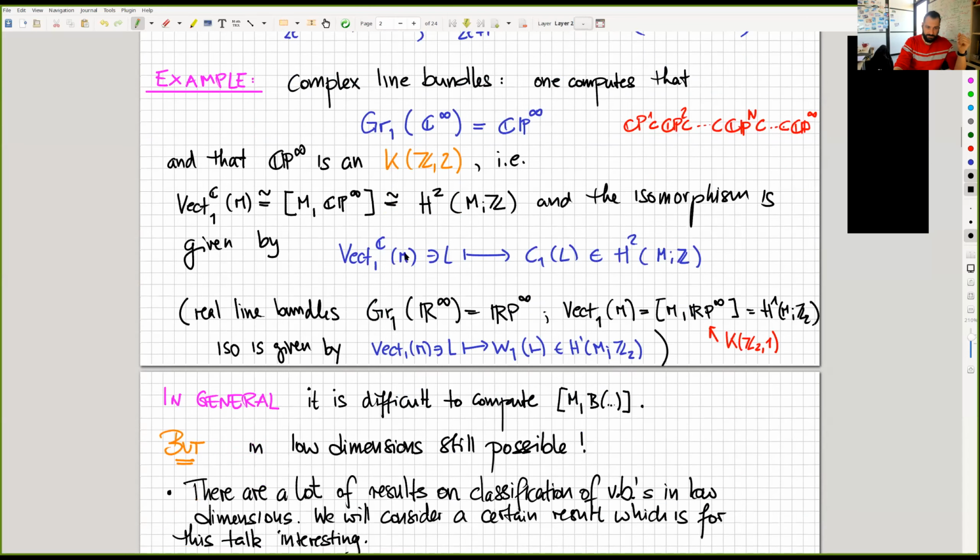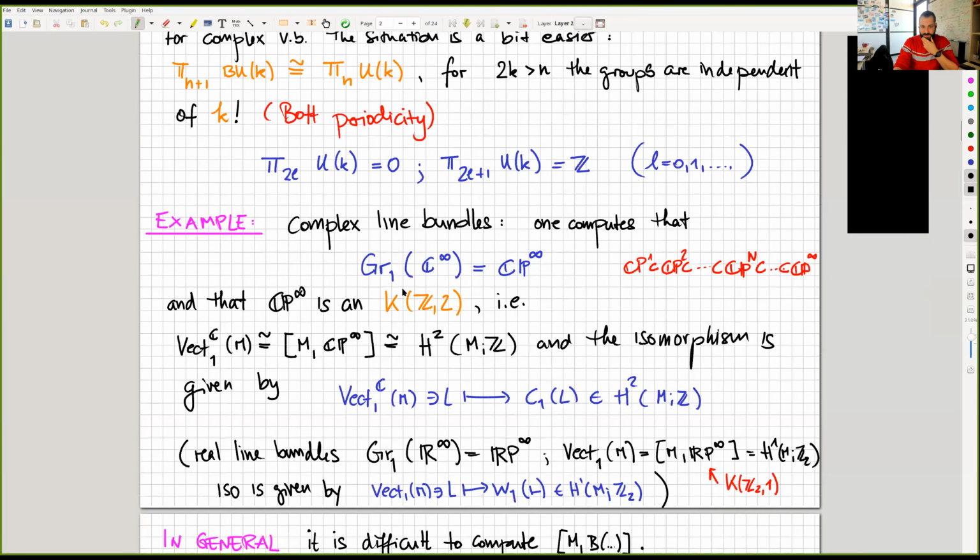And the same story goes for real bundles, which is a little bit easier. There you have, instead of CP infinity, RP infinity, and RP infinity is a so-called KZ21. And the corresponding cohomology group is just H1(M,Z2). And the correspondence is between L and the first Stiefel-Whitney class, which I will explain later.